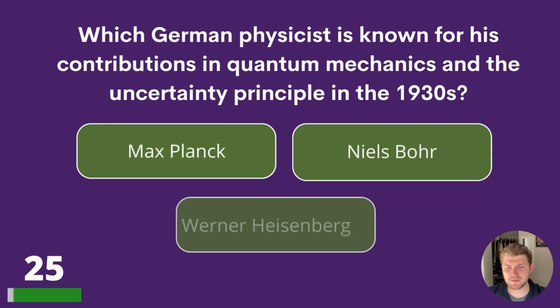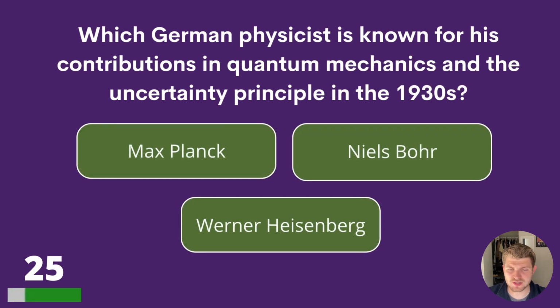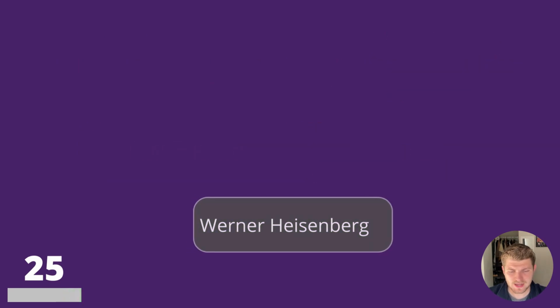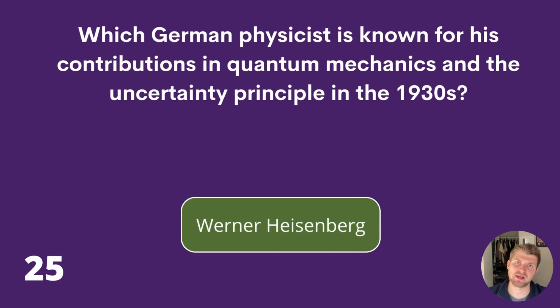25. Which German physicist is known for his contributions in quantum mechanics and the uncertainty principle in the 1930s? Max Planck, Niels Bohr, or Werner Heisenberg? The answer is Werner Heisenberg.